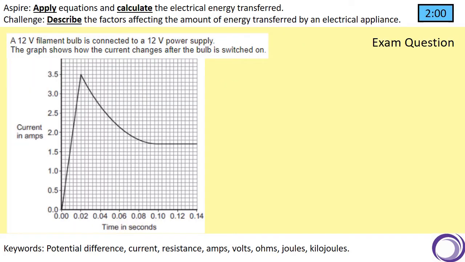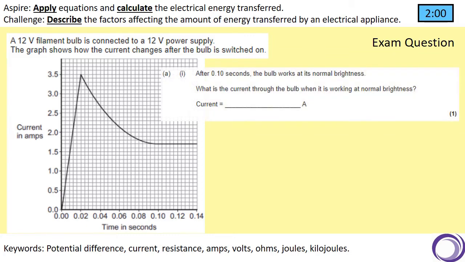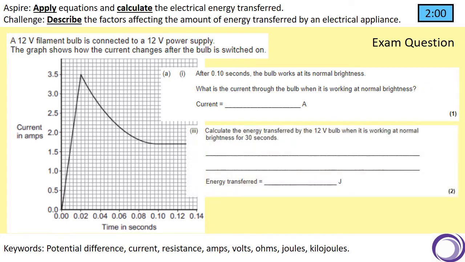On to an exam question now. We've got part A, where you've got to use that graph to work out the current when it's working at its normal brightness. So the current going through a filament bulb varies as it's switched on, and then it settles down after a very short period of time, about a tenth of a second. So you need to read the graph to get that bit. And then for part 3 there isn't a part 2, I've cut it out. Calculate the energy transferred by the 12-volt bulb when it's working at normal brightness. So you'll need to look at your answer that you've got for part 1 to help you with part 3.